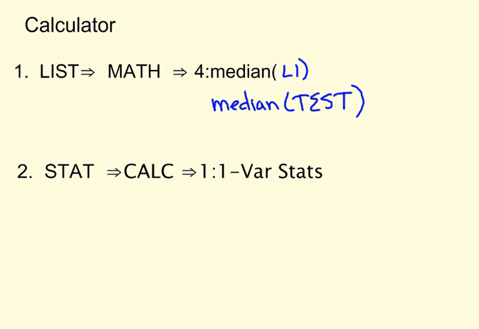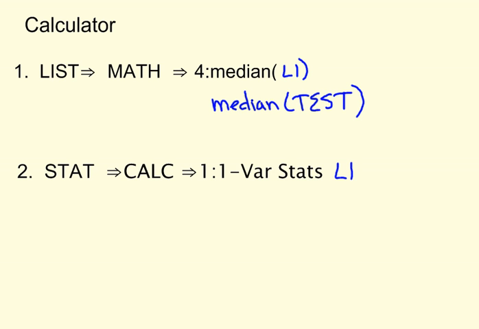The second place to find median is under the stat key. If you go over to the calculate menu and take number 1, one variable stats, again, you need to tell your calculator what list you would like it to perform the stats on.